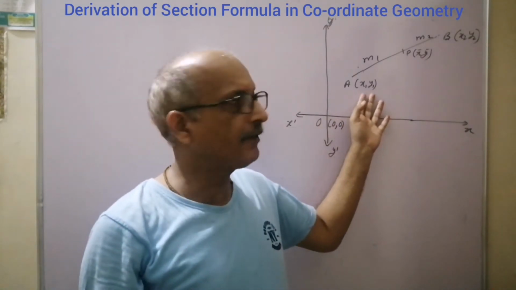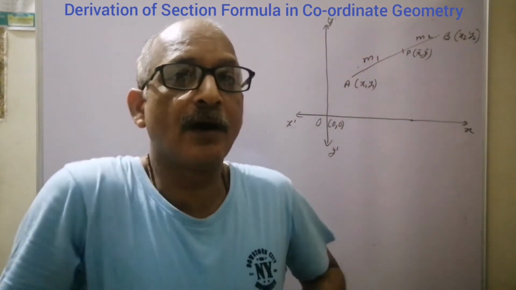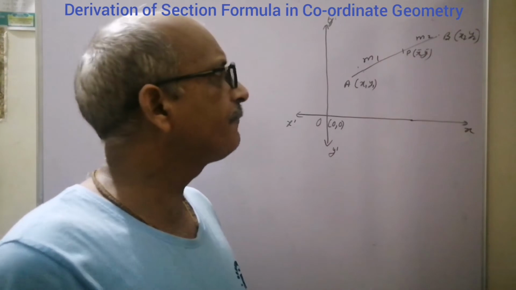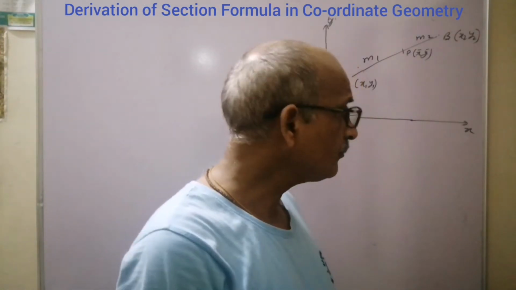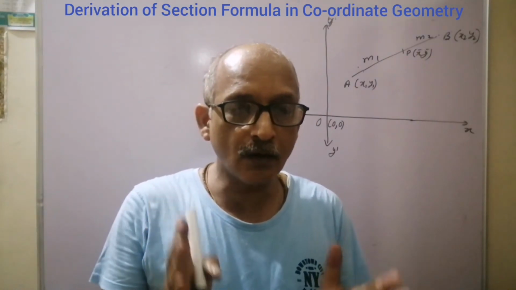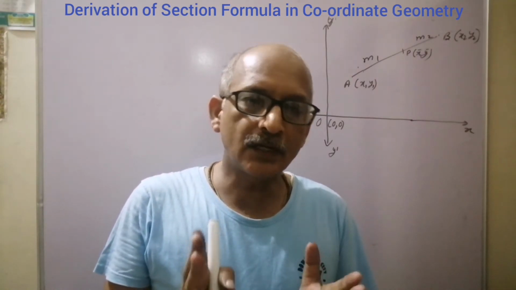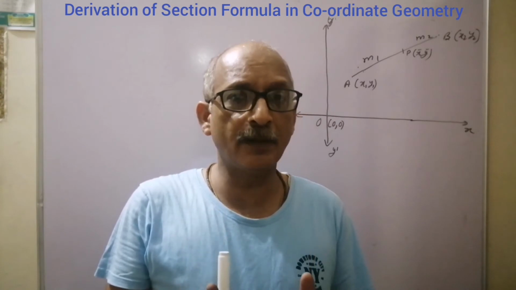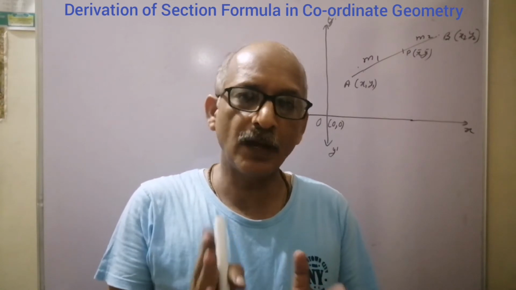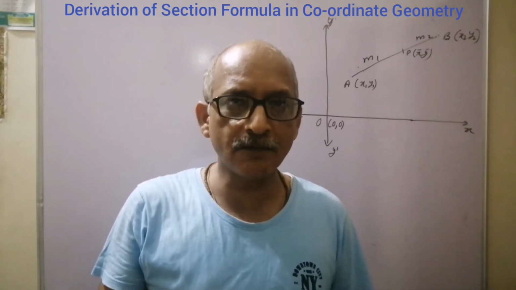X1, Y1 is the coordinate of A, X2, Y2 is the coordinate of B. Coordinate of P is considered by us X bar, Y bar, just to get something separate, different from X1, Y1, X2, Y2. Now, for this section formula, one thing is very clear. I would like to recall: x coordinate of any point is the distance of that particular point from y axis. X coordinate is perpendicular distance from y axis. Y coordinate is perpendicular distance from x axis.